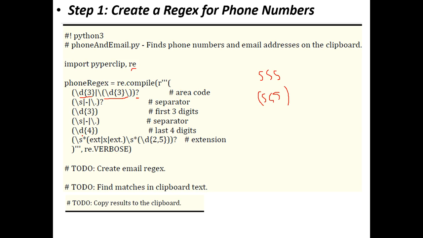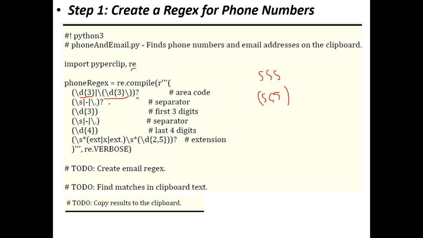Next, the phone number has a separator character. The separator character may be either a space, a hyphen, or a period. So in a phone number, the area code and the main phone number may be separated with a space, or with a hyphen, or with a dot. Because of that reason, again here also we are using the pipe.